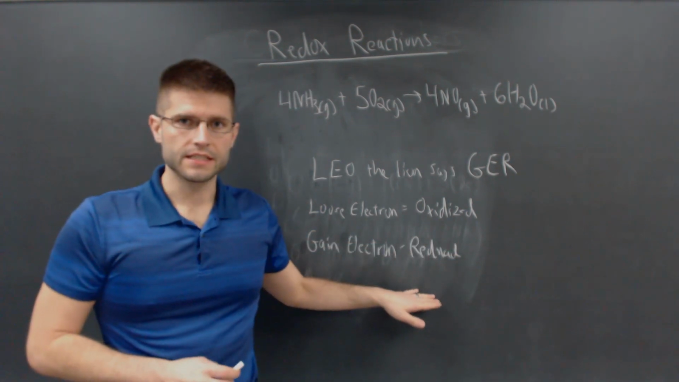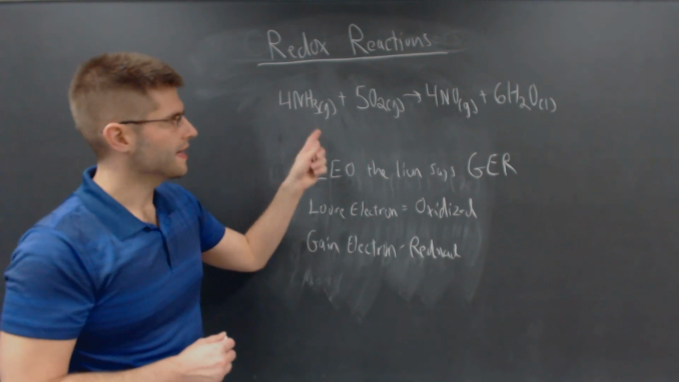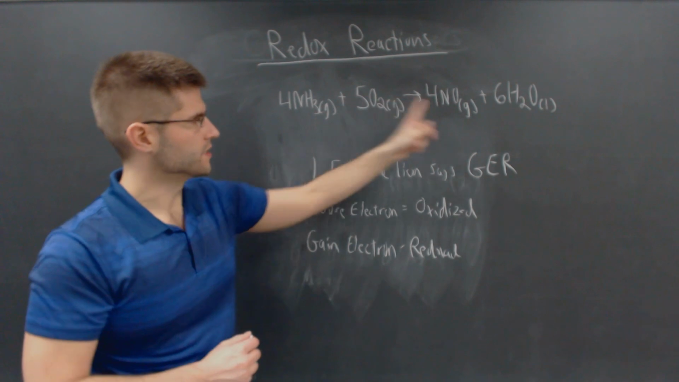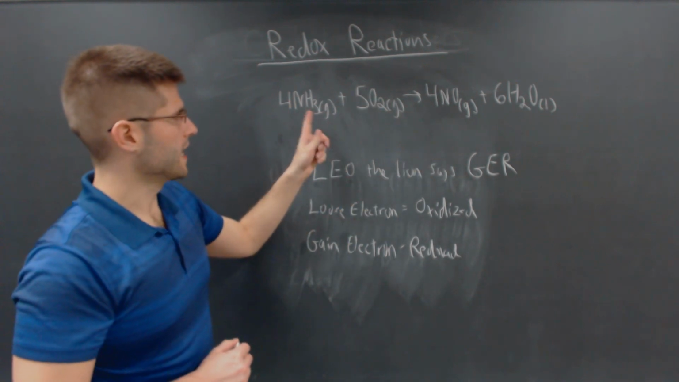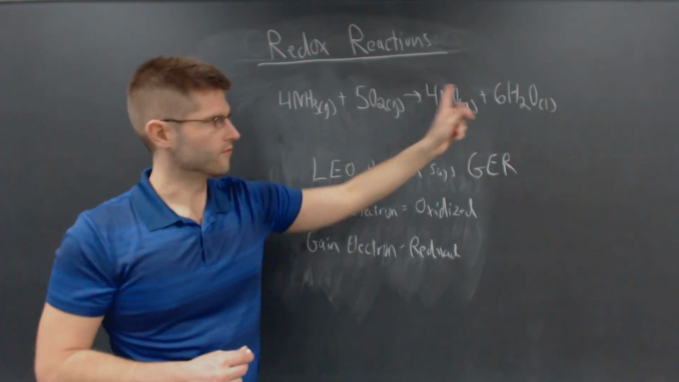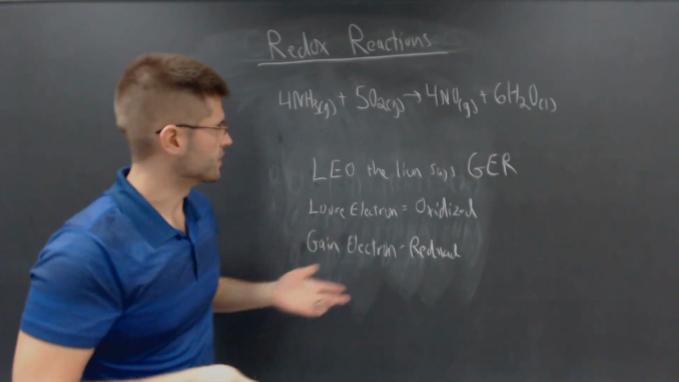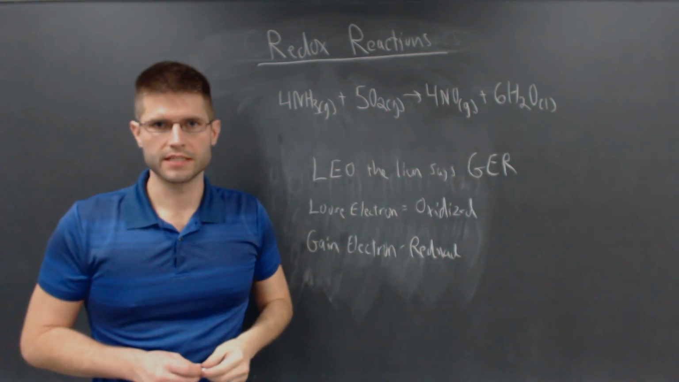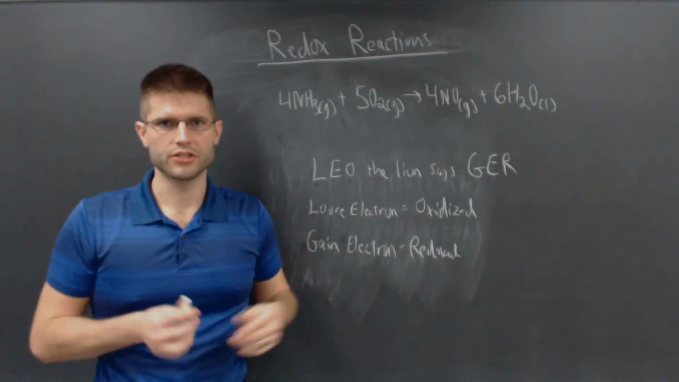So what this means is we have to figure out which of the elements has gained electrons going from one side of the equation to the other, and which one has lost electrons going from one side of the equation to the other. What that means is we have to assign oxidation numbers to each of the elements that are present within this whole equation.